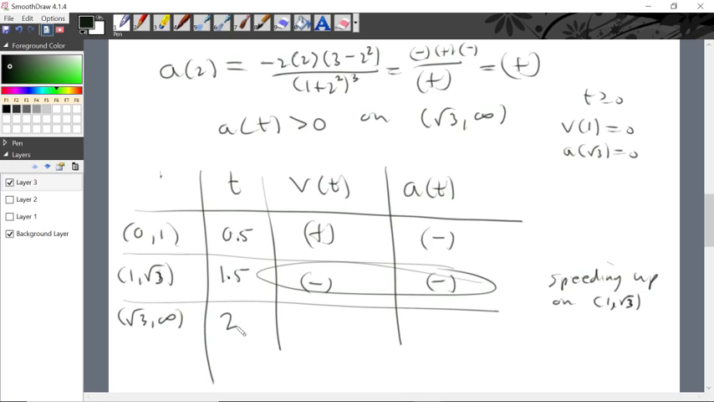Testing at a value like 2, again, the velocity is negative on 1 to infinity, and the acceleration becomes positive from root 3 to infinity. So there are opposite signs there. So we have that the particle is slowing down on the other two intervals.